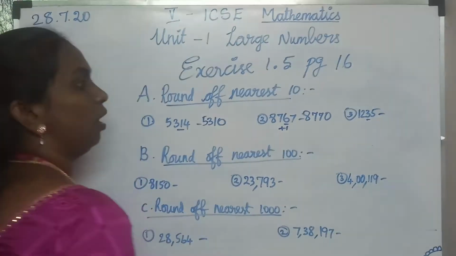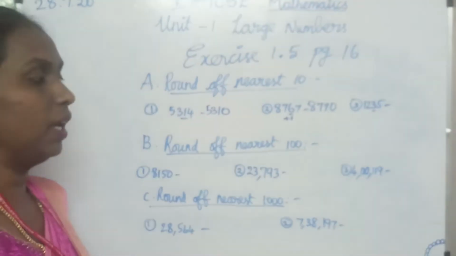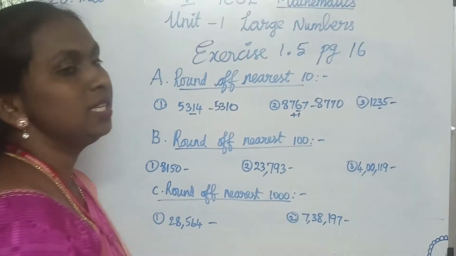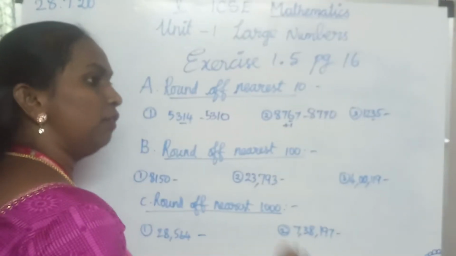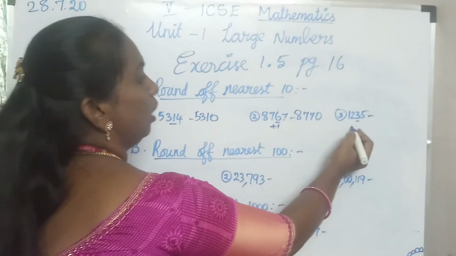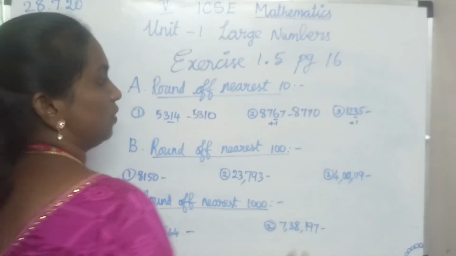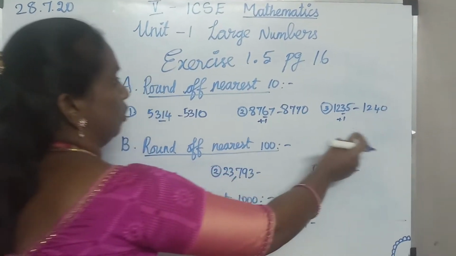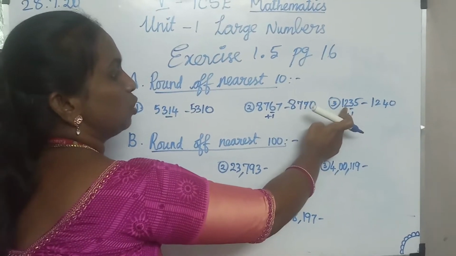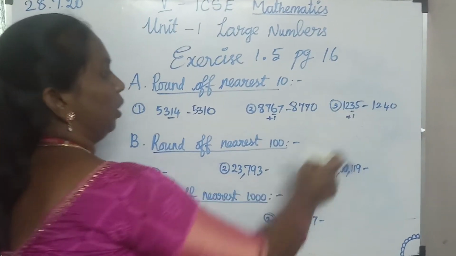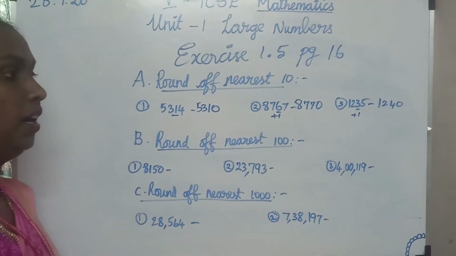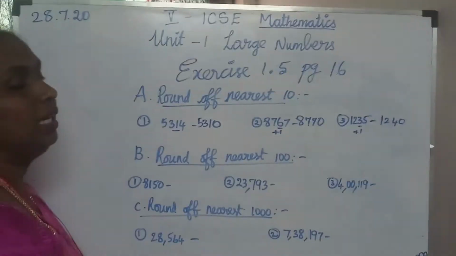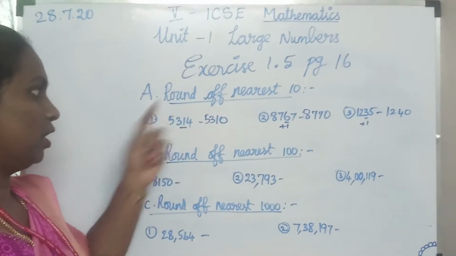Next one is 1235. So underline the tens place value. See the ones place value. It is 5. So it is equal to 5 or more than 5. We need to add 1 with the tens place value. So it has become 1240. Good. So 1235 is round off nearest to 1240 for the tens. We completed the first one.